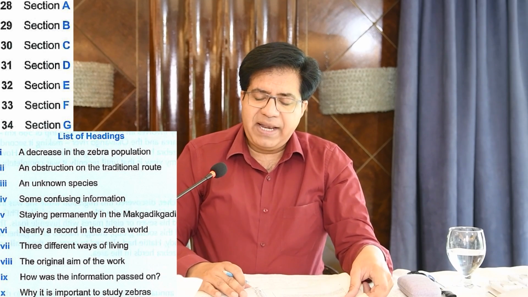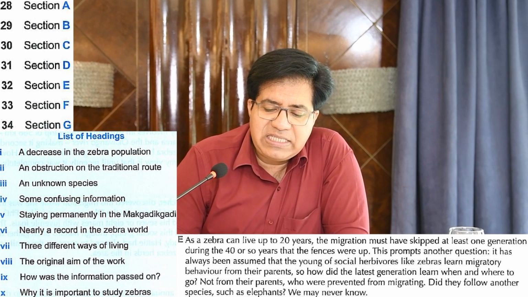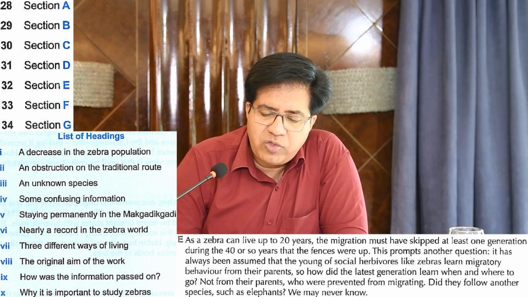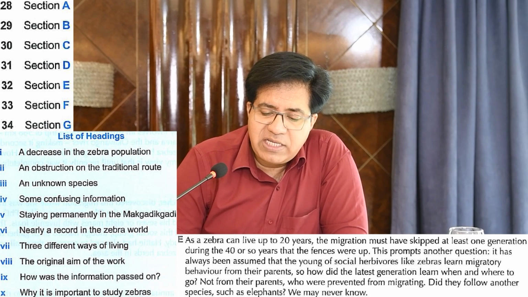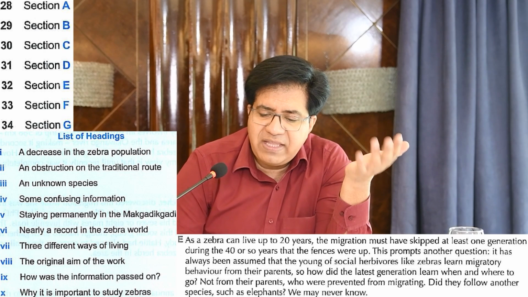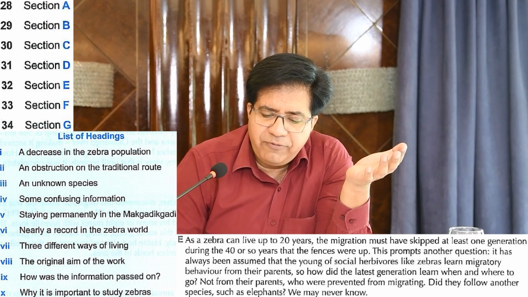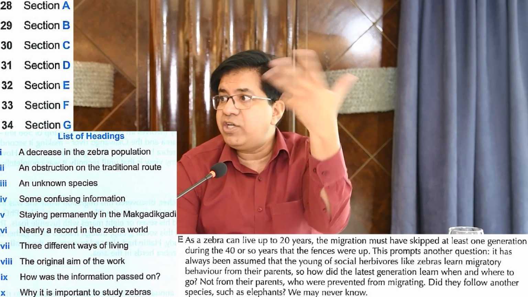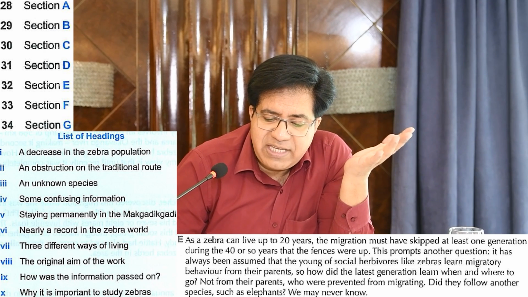Okay, let's go on. Paragraph E. As a zebra can live up to 20 years, migration must have skipped at least one generation during the 40 or so years that the fences were put up. This prompts another question. It has always been assumed that the young of social herbivores like zebras learn migration behavior from their parents. So the life of a zebra is 20 years, and they put the fences there for 40 or so years. So for 40 years they put fences. So it means there was a generation which did not migrate because of this. They said behavior from their parents.